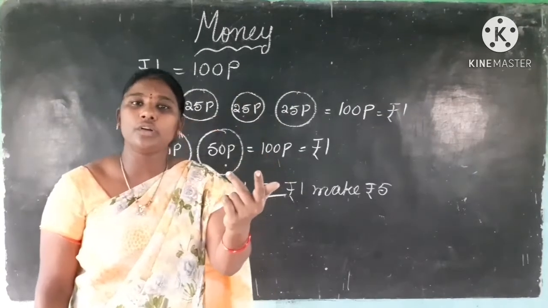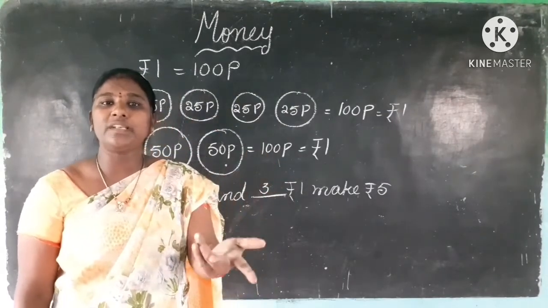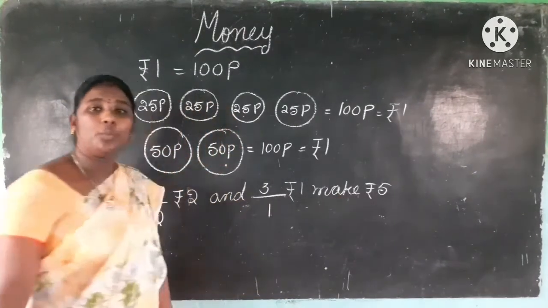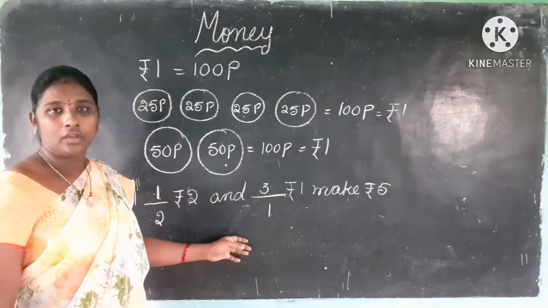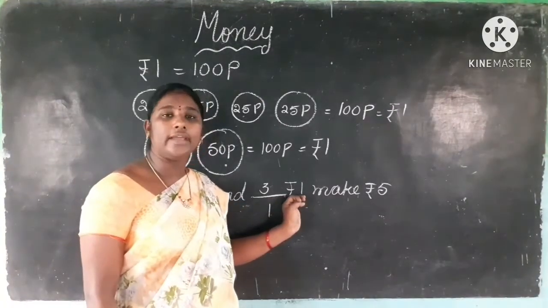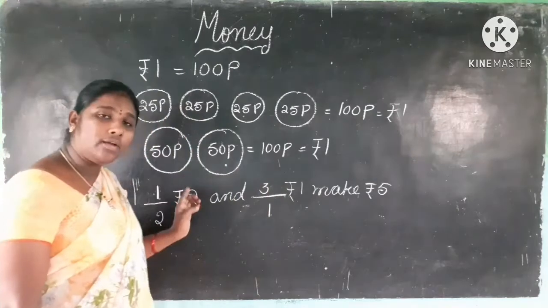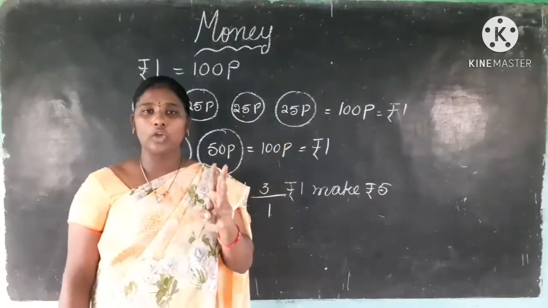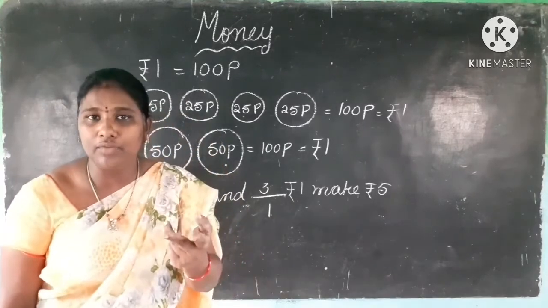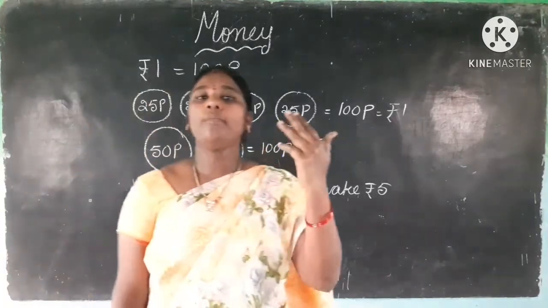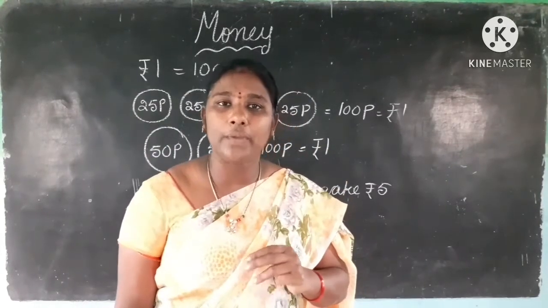How much more do we need? Only 1 rupee. 1 rupee makes 5 rupees. How many 2 rupee coins and how many 3 rupee coins make 5 rupees? If 2 rupees are with you, you need 3 one-rupee coins. If 2 rupee coins are there with you, you need 1 rupee coin, same.